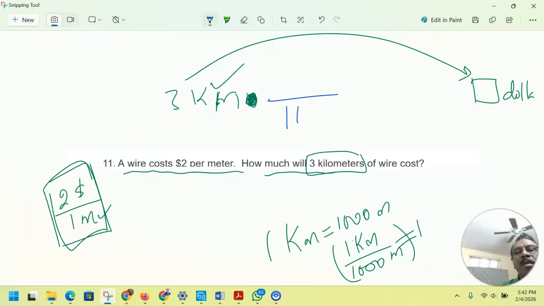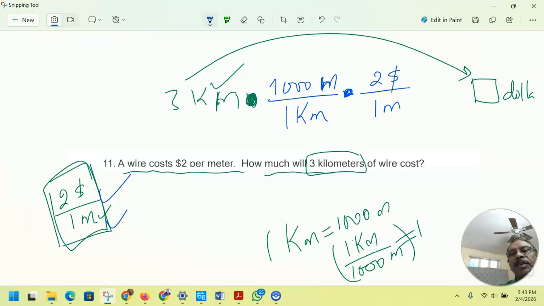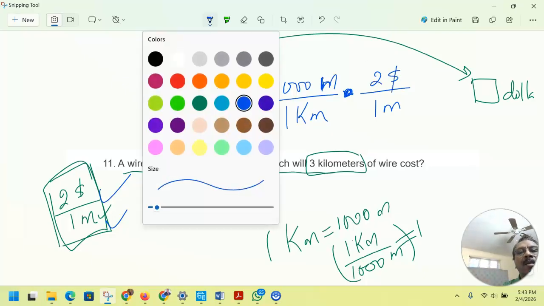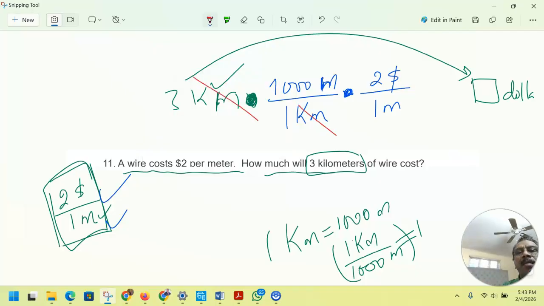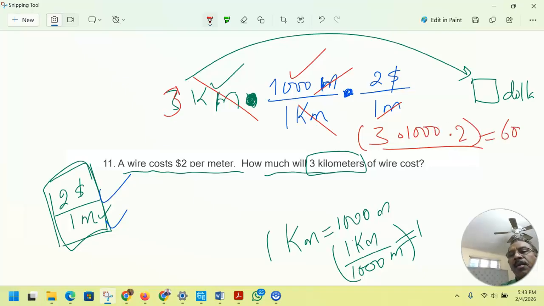This ratio will be 1 kilometer is 1,000 meters. And then we'll write another conversion factor, this one. Because the meter is up here, this will be the right one, which is 1 meter is $2. See? That way we can cross out kilometer and kilometer, meter and meter. And all you're left with is this 3, then this 1,000 and then 2. And you get $6,000.